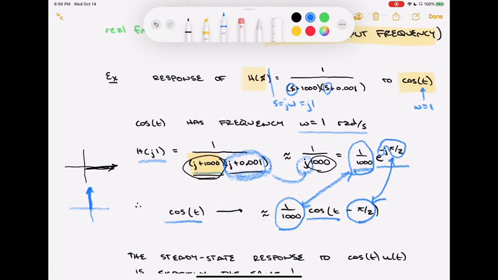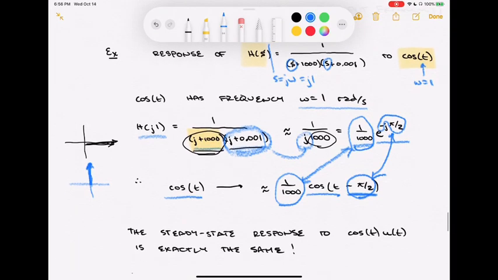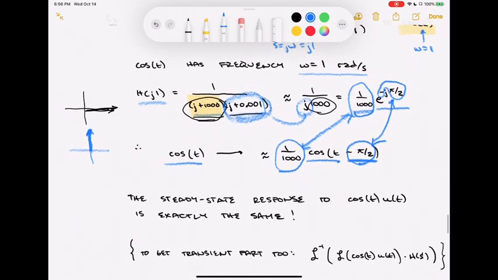So cosine t comes out as a cosine t again, but it's 1/1000th as big as it went in, right? So this thing is severely attenuated. This system is absolutely making that 1 rad per second signal much, much smaller. And it does impart a little bit of a phase change. It puts in about a 90-degree phase change. The steady state response, right? That is what this thing is. It's a steady state response.